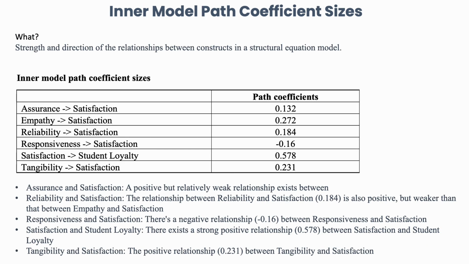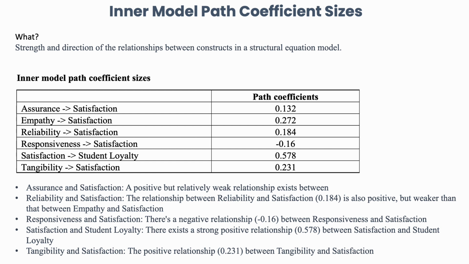Now let's talk about inner model path coefficient sizes. The inner model path coefficient, when it is done in SmartPLS, refers to the strength and direction of the relationship between constructs in a structural equation model. Each path coefficient is a standardized estimate that quantifies the direct effect of one construct on another. The size of the path coefficient indicates the strength of the relationship between two constructs. A larger absolute value signifies a stronger relationship, while a smaller absolute value indicates a weaker relationship.